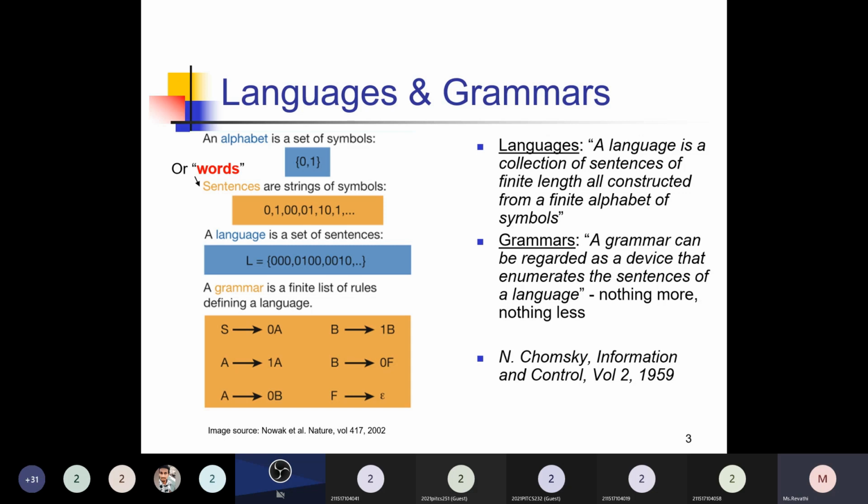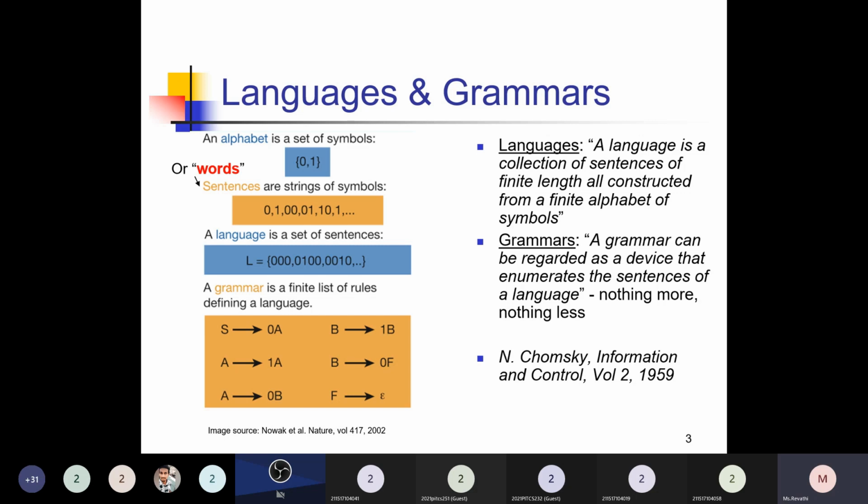Here we have to follow the rule. This is one rule for the particular language: S tends to 0A, which means a string in the language should start with 0 followed by any number of zeros and ones. Likewise, in the second rule, B tends to 1B, which means the language may contain strings which start with 1 followed by B. So these are all the basic elements. The first one is the alphabet, which is the set of symbols.